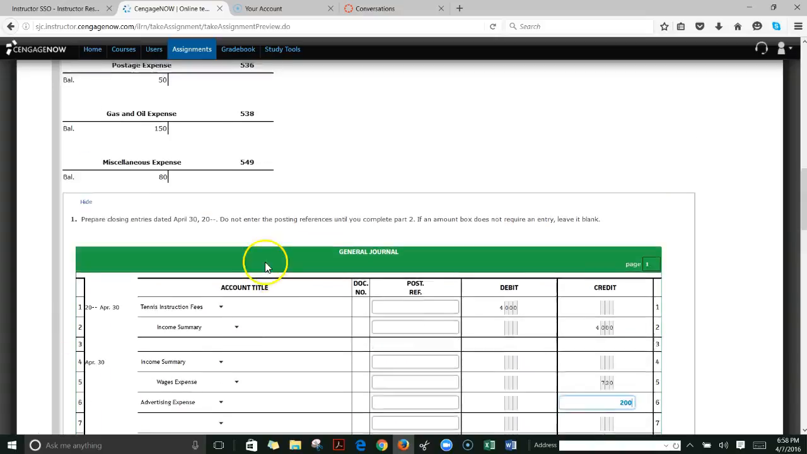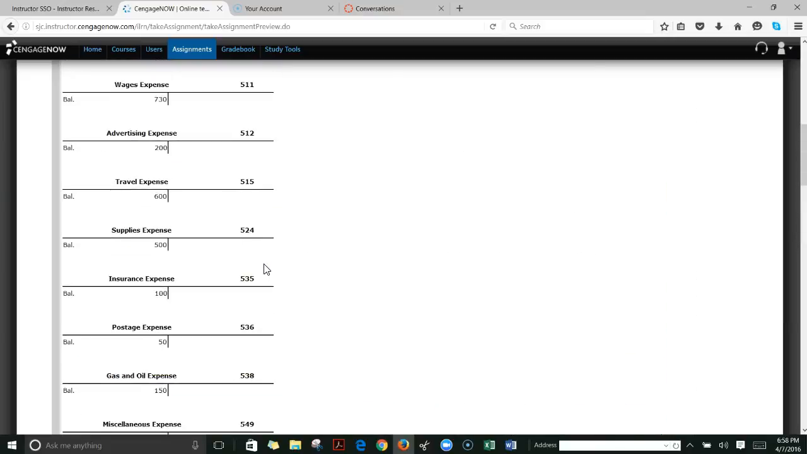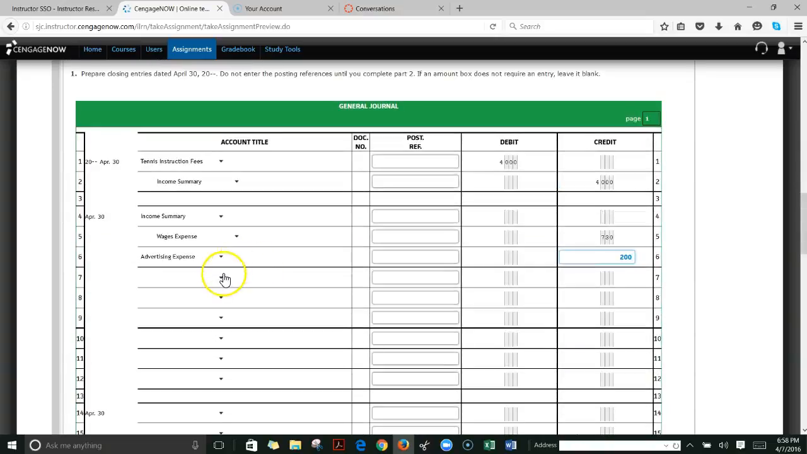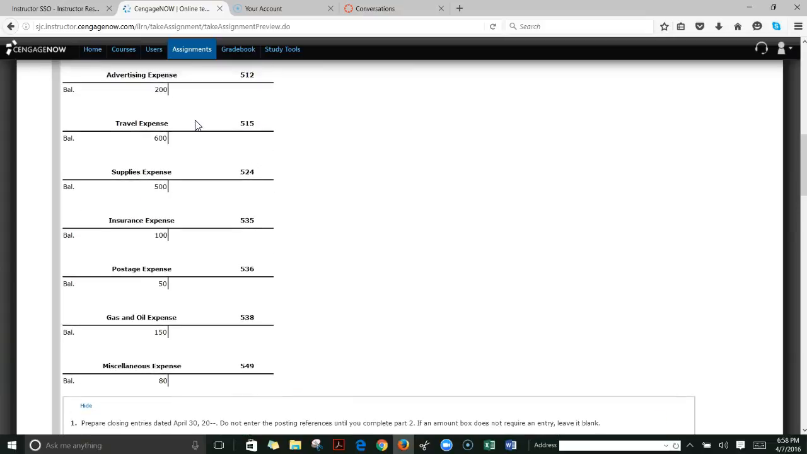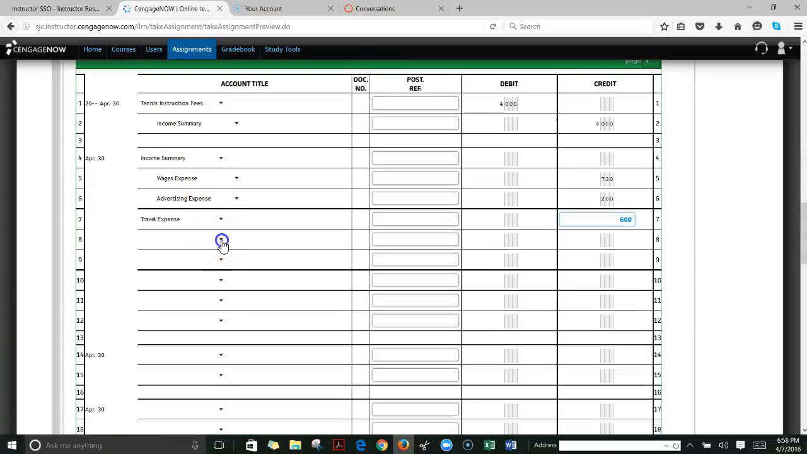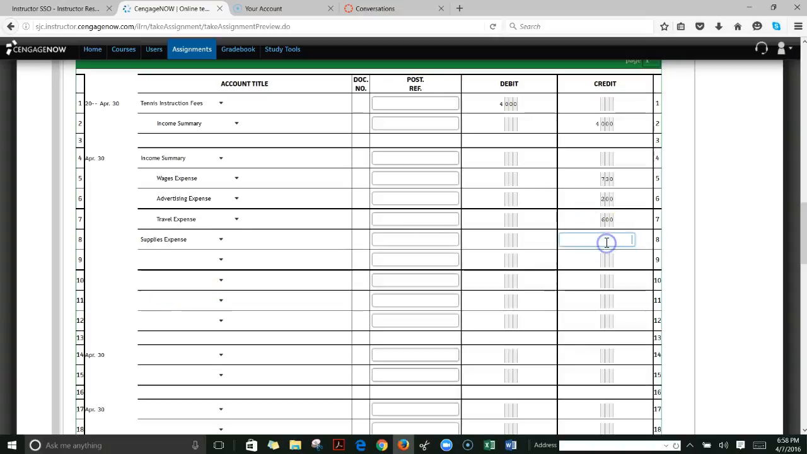Notice these are credits. We have to do the opposite to close them, just like you close a door by doing the opposite of what you did to open it. Travel expense is 600, and it's a 600 debit, so we're crediting it to close it. The next one is supplies expense 500, and again a credit.